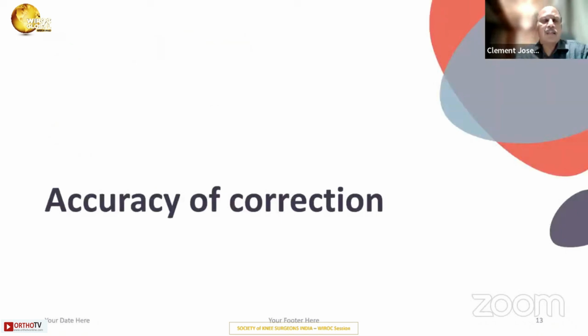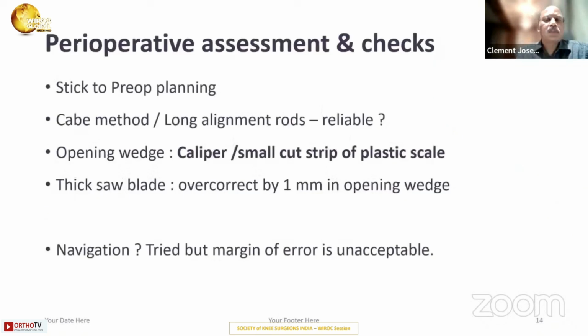The next important step is to achieve the accuracy of correction as per your preoperative planning. So certain tips which I follow in my practice: I stick to my preoperative planning. The preoperative planning is done by me two or three times, on more than two devices, on a computer as well as on an iPad. And I don't rely on the cable method or long alignment rods. They are not reliable as a primary way of assessing your correction on the table.